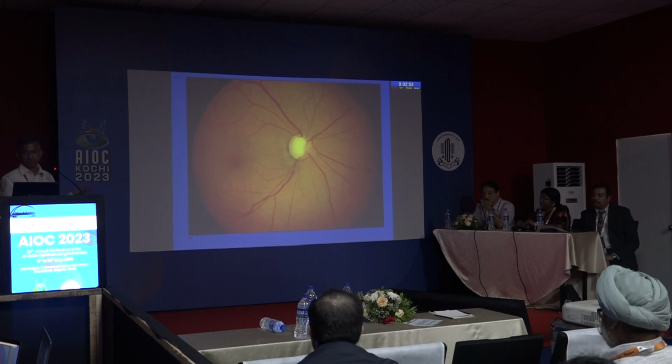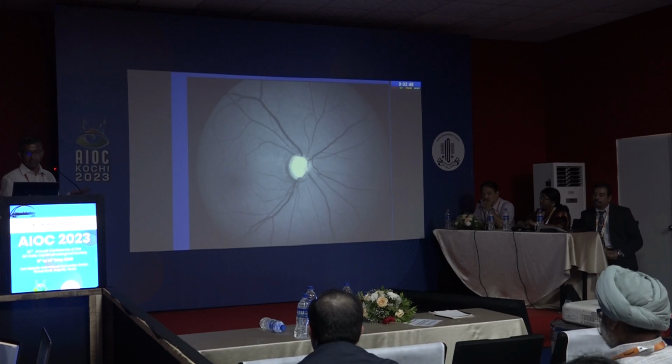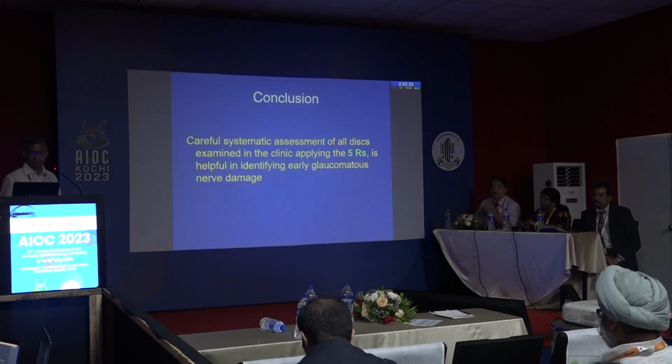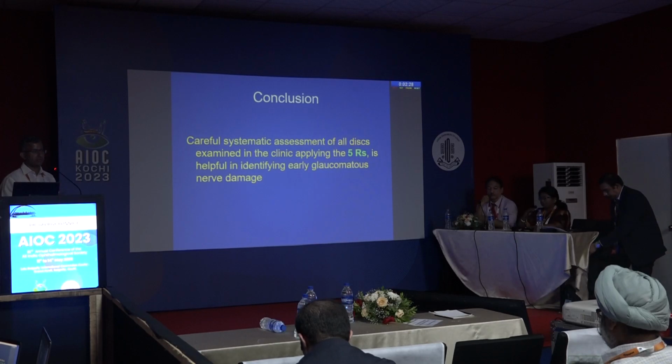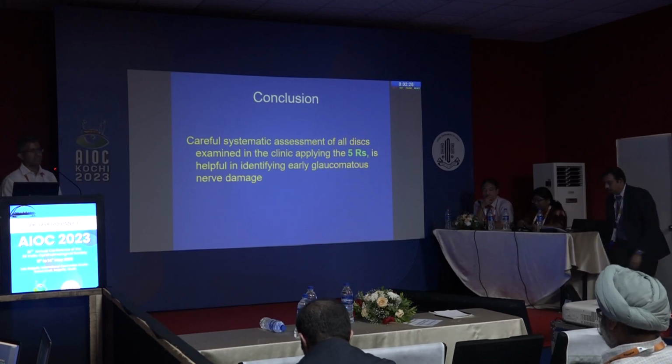What about this? Glaucoma. Very good. So this is a large disc, concentric thinning, both inferior and superior. But there's no nerve fiber loss. Why is that? Because when you have concentric thinning, you have uniform loss all around. So you're not seeing a localized defect. This is something that you need to watch out for. Just because you don't see an RNFL defect doesn't necessarily mean it's not there. So careful systematic assessment of all the discs by applying the 5 R's is really helpful in detecting early glaucomatous damage, and I hope the class helps.